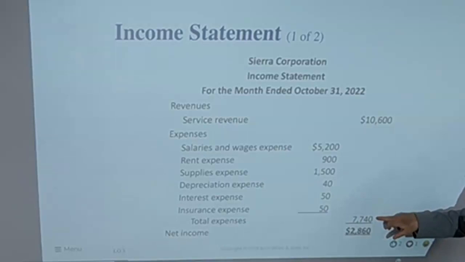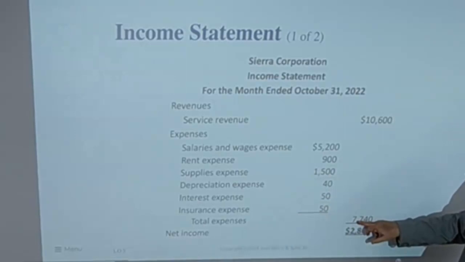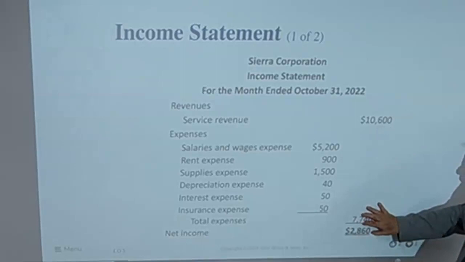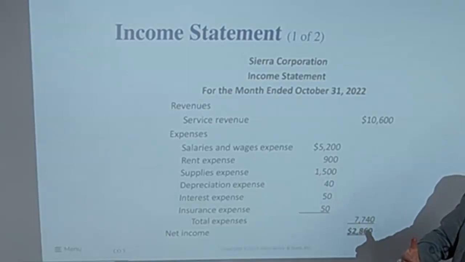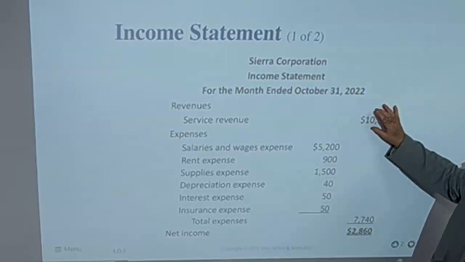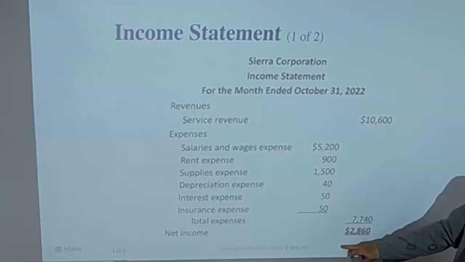So the total expenses, and they're listed here, 7740. So there's my revenue, there's my expenses. What's left? I'm gonna net. You know when I net, I subtract. You know, 5 net 3 is 2. I'm gonna take revenue, net of expenses, subtract the expenses, and I get what's called net income.